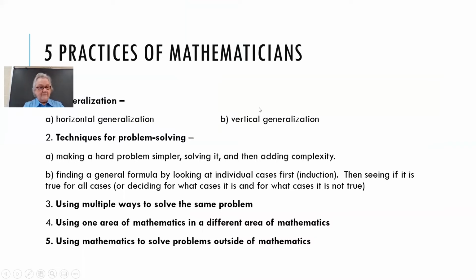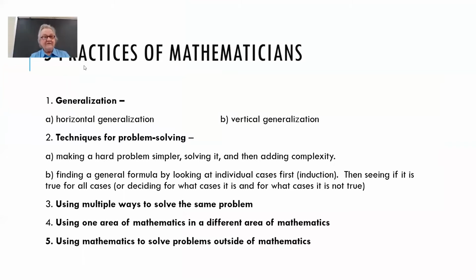I'm going to talk about 5 different broad categories. I have something we call horizontal generalization and vertical generalization. Generalization is big in mathematics. Techniques for problem solving: a big one is making a hard problem simpler, solving it, and then adding complexity. Another technique is finding a general formula by looking at individual cases first, then seeing if it's true for all cases, or deciding what cases it's true for and for what cases it's not true.